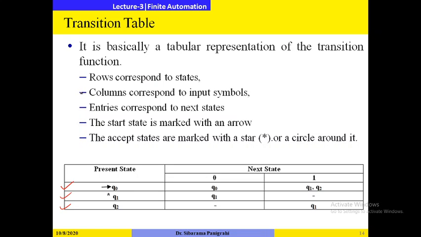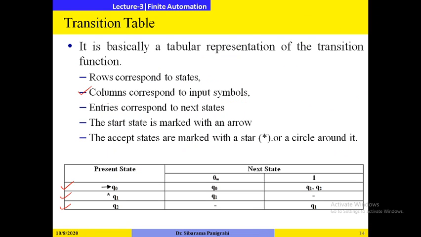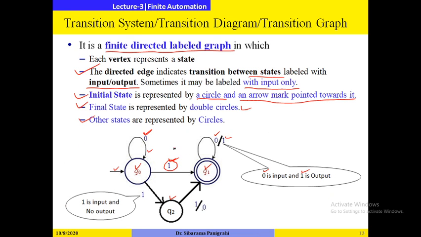Columns correspond to input symbols. How many input symbols are there? The input symbol may be either 0 or 1, so there are two input symbols, 0 and 1. Now the entries correspond to the next state. Q0 by taking 0 as input, what is the next state? Going here, the next state is again Q0.